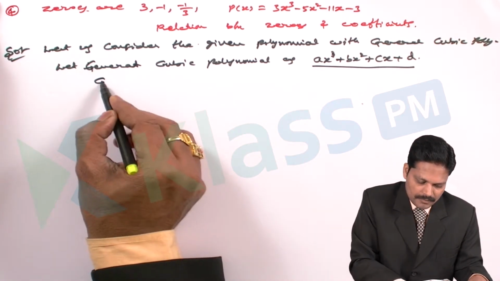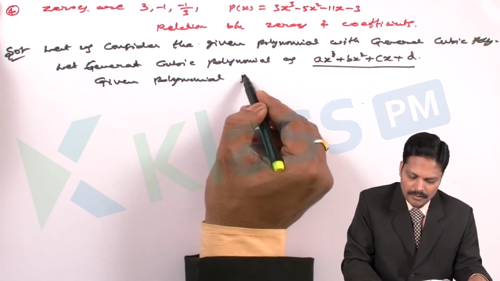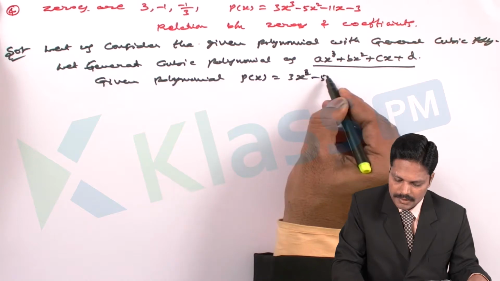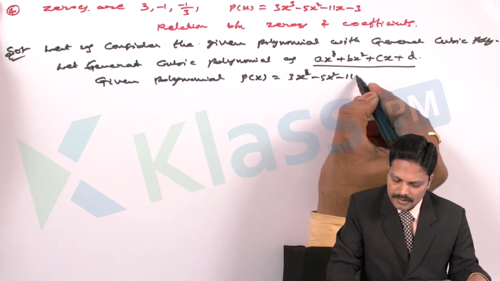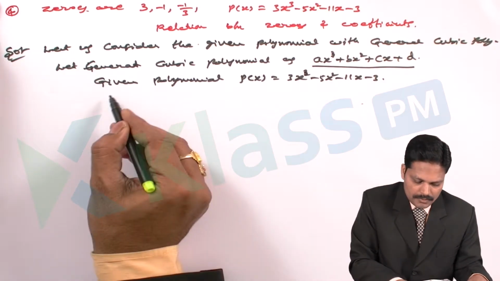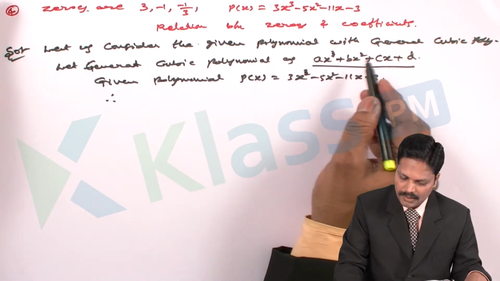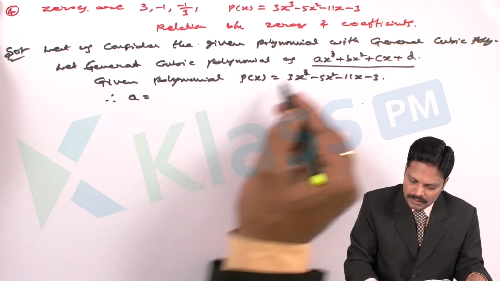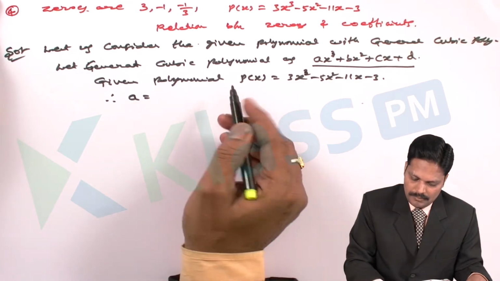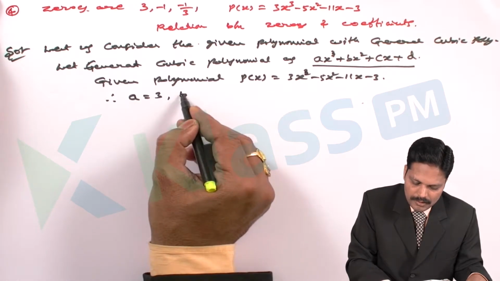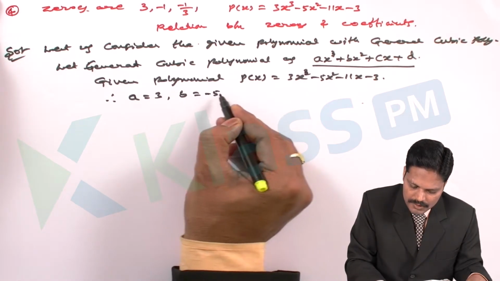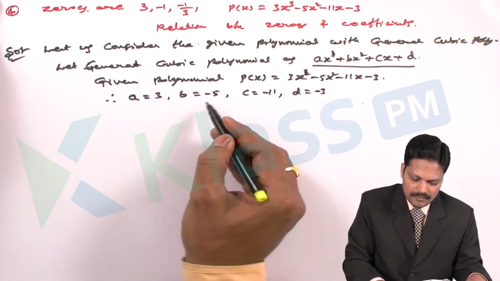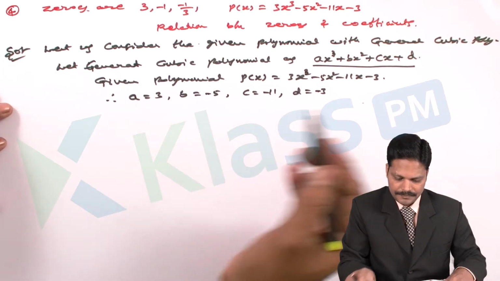For the given polynomial p of x is equal to 3x cube minus 5x square minus 11x minus 3, I am comparing both cubic polynomials to get the a, b, c, d values. Here the coefficients are a is equal to 3, b is equal to minus 5, c is equal to minus 11, and d is equal to minus 3. So we got the coefficient values.